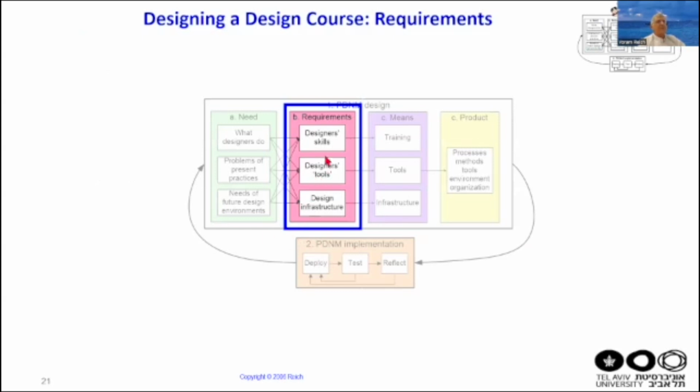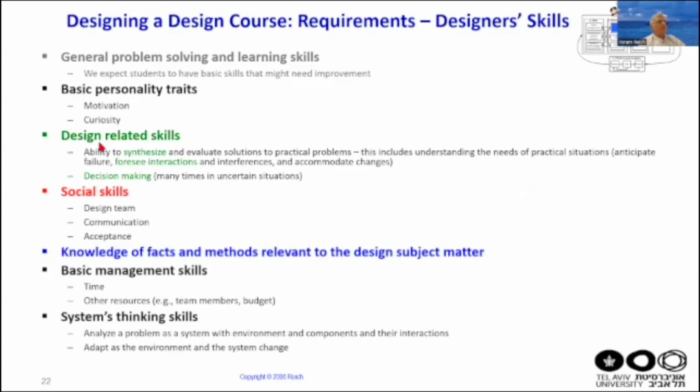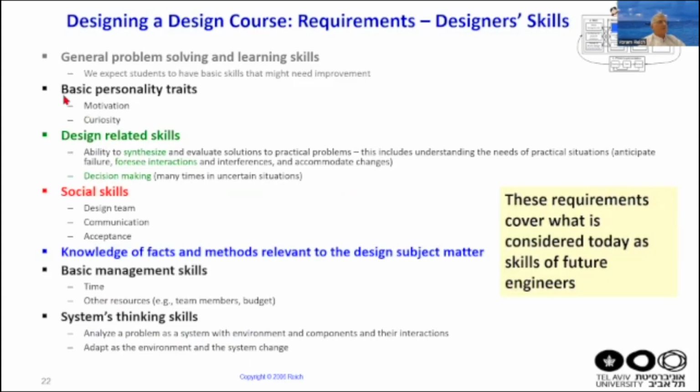I'll briefly mention some of the requirements that we came up with. For example, we want students to have basic personality skills, design-related skills that we want to teach. For example, how to do synthesis, how to foresee interactions, how to make decisions, social skills that we want students to have, or any engineers.